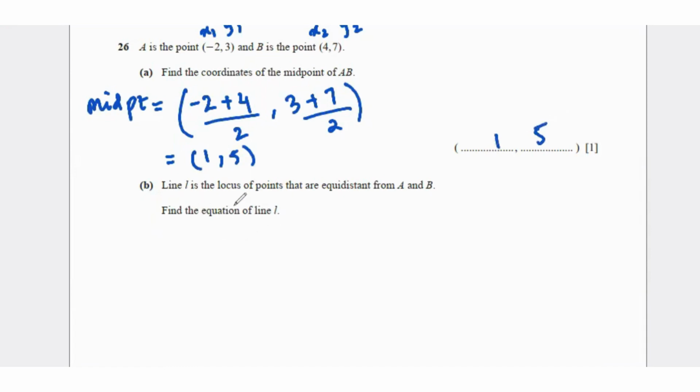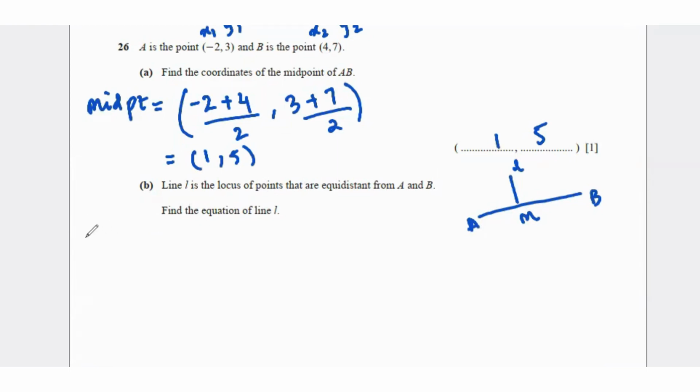Then it says line L is the locus of points that are equidistant from A and B. Find the equation of line L. So basically, if I roughly draw this, this is A, this is B, this is your midpoint. This is your line L, basically. Line L is the locus of points that are equidistant from A and B, so that means it has to pass through the midpoint. And we have to find the equation of the line through the midpoint.